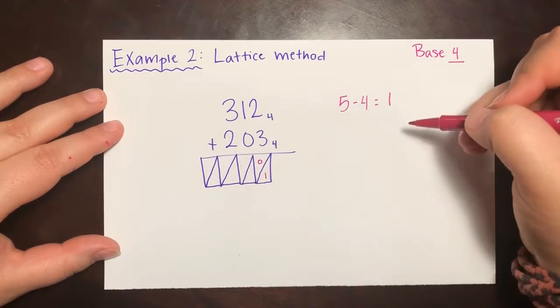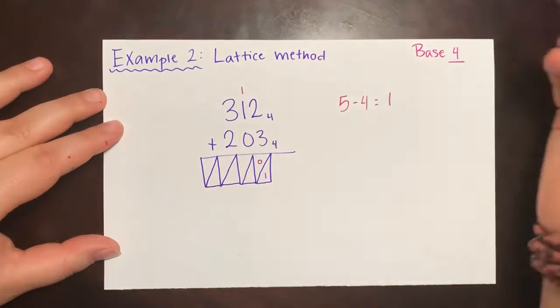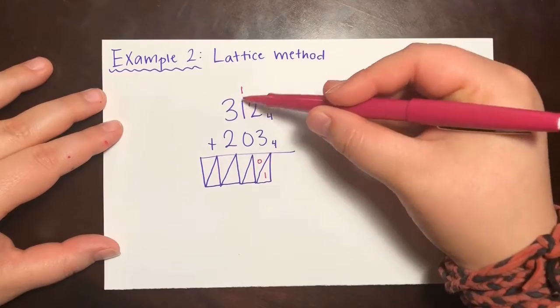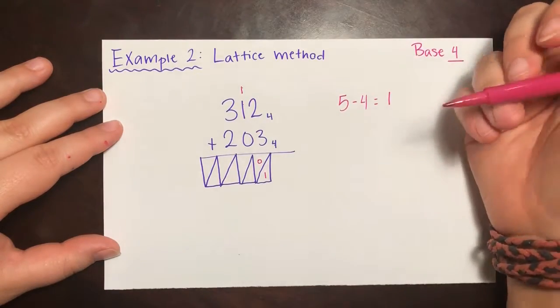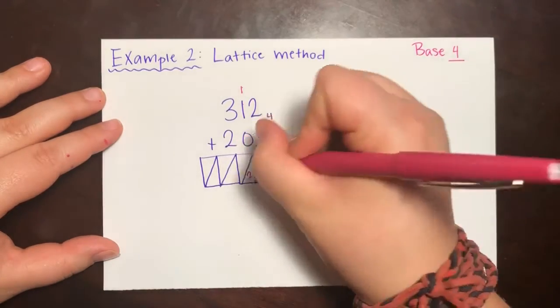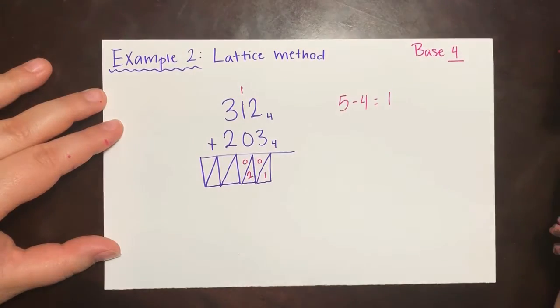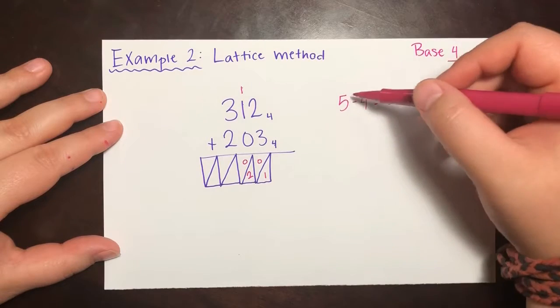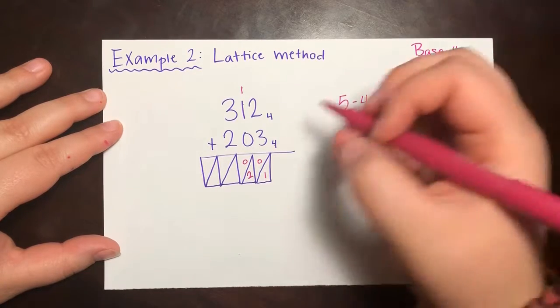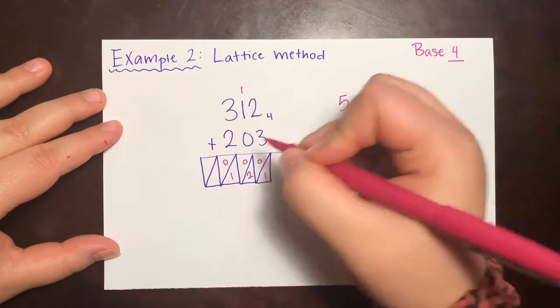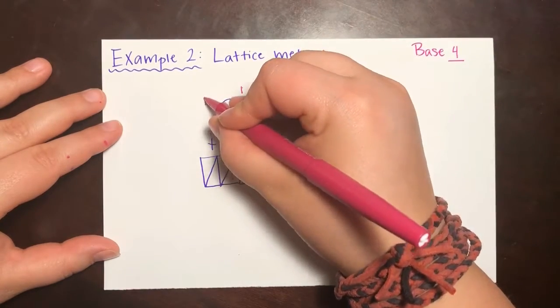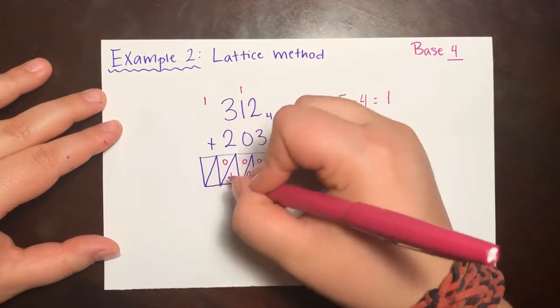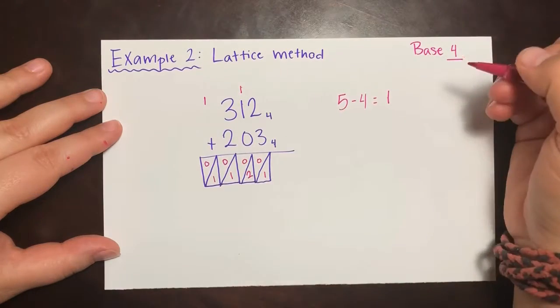But then we also have to carry a 1 over, right? So then we have 1 plus 0 is just 2, and that's under 4, so we don't have to change it. And then we have another 3 plus 2, which we already know 5 minus 4 is 1. So we'll put a 1 there. And then we can't forget to carry the 1. There's nothing over here, so it stays at 1.